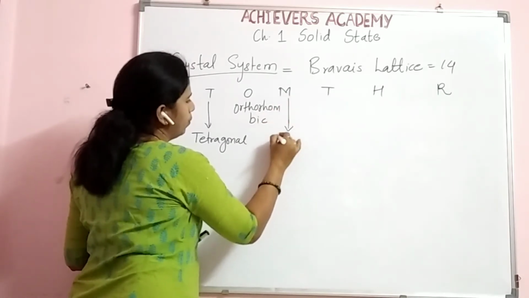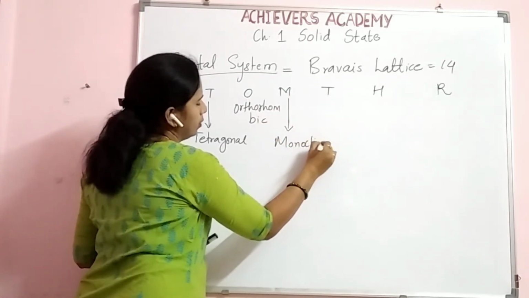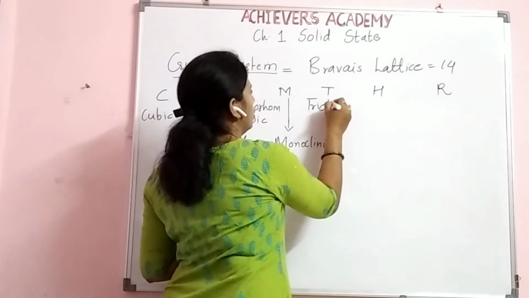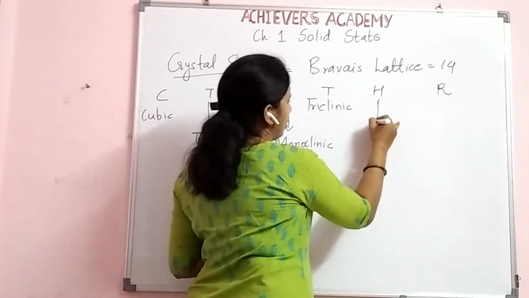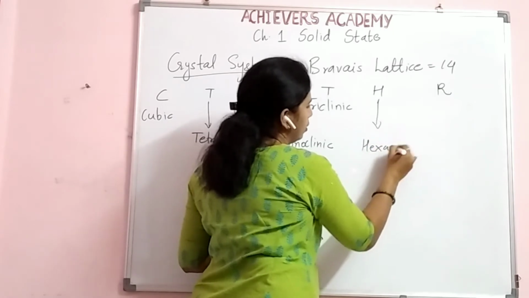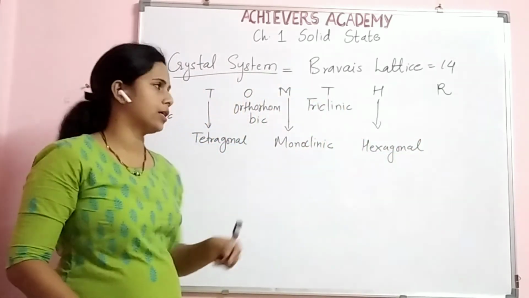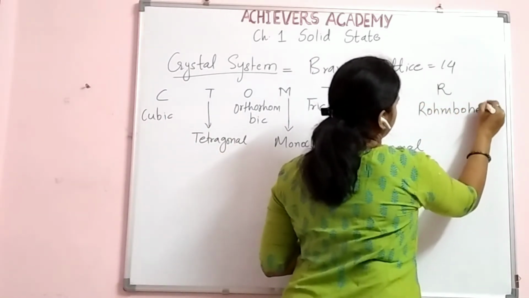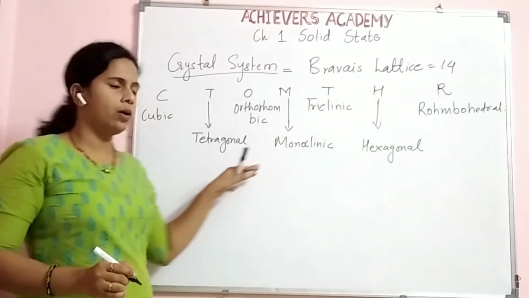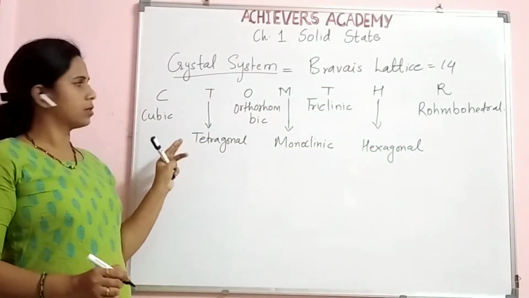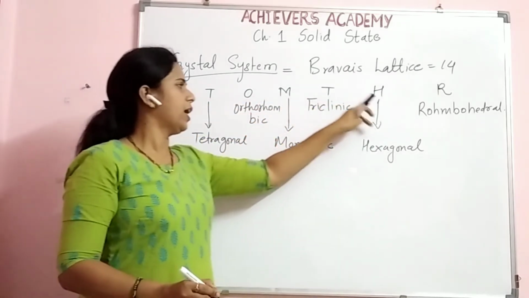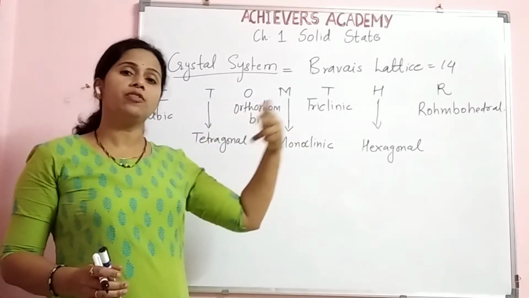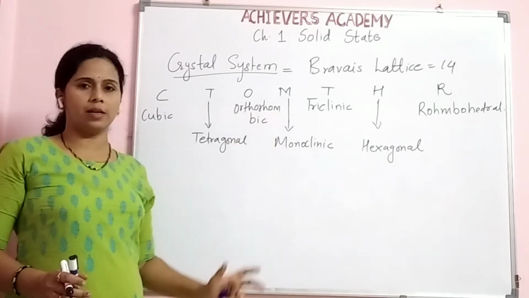M stands for monoclinic. Then T is triclinic. H is hexagonal. And lastly, R stands for rhombohedral. Now, these are the 7 crystal systems: C, T, O, M, T, H, R. By arranging these 7 crystal systems with different bond angles, we get 14 crystal lattices.